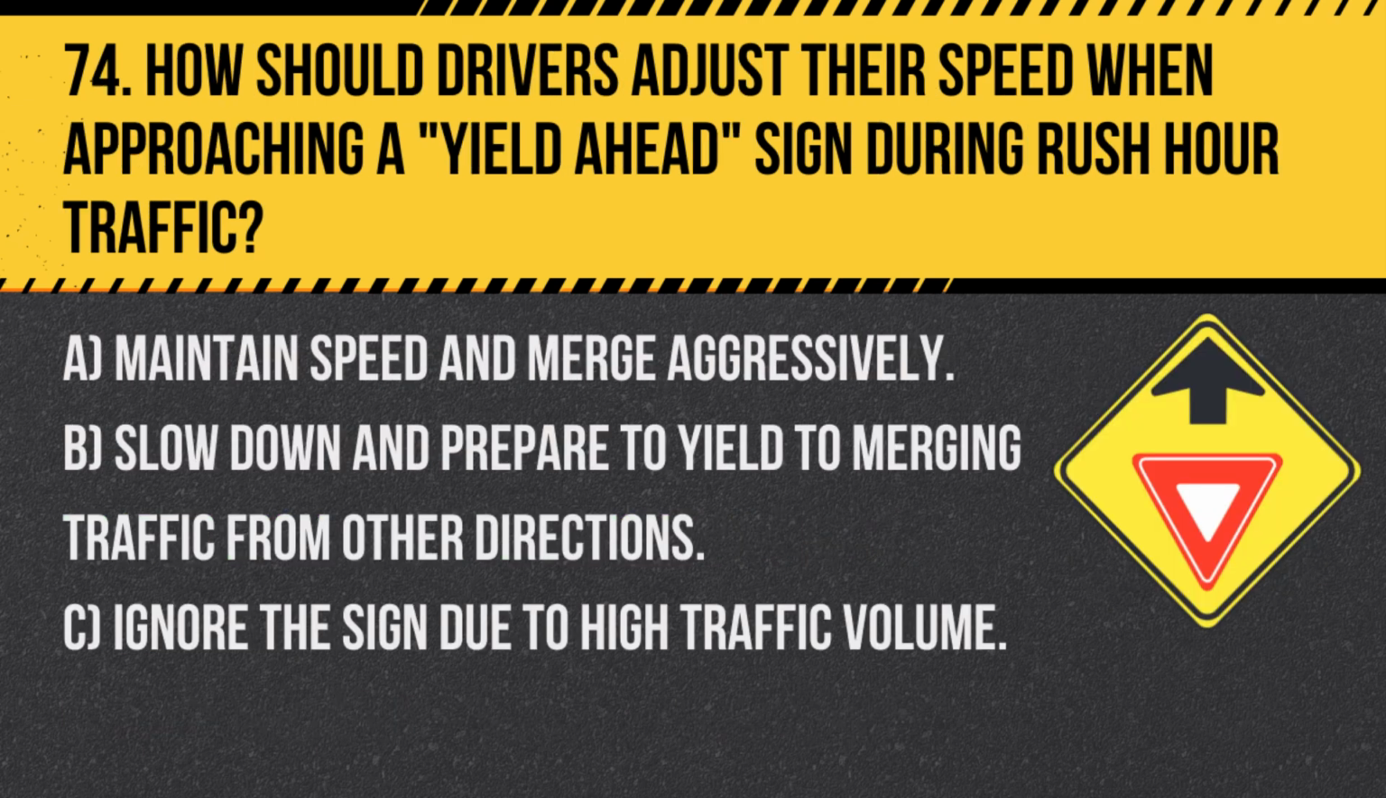Question 74. How should drivers adjust their speed when approaching a yield ahead sign during rush hour traffic? A. Maintain speed and merge aggressively. B. Slow down and prepare to yield to merging traffic from other directions. C. Ignore the sign due to high traffic volume.